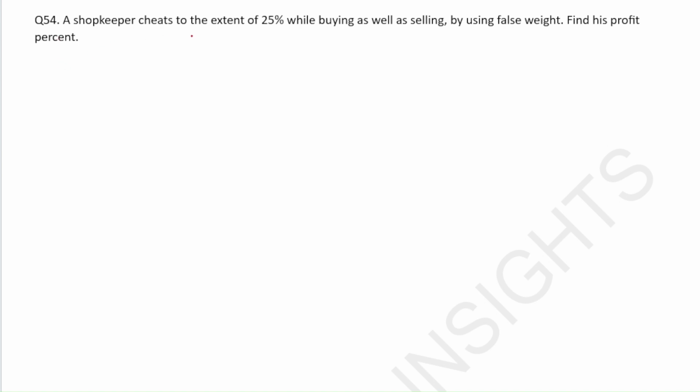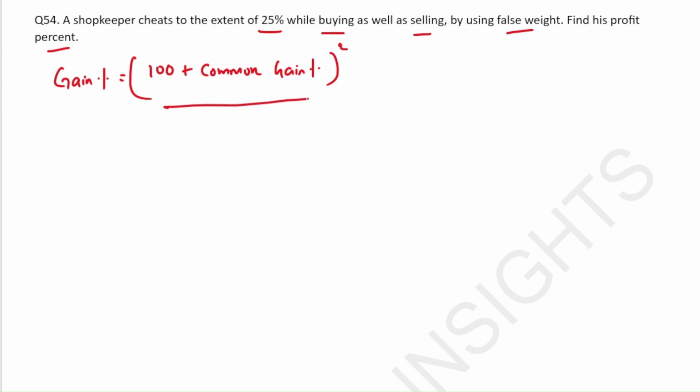A shopkeeper cheats to an extent of 25% while buying as well as selling by using false weight. Find his profit percent. So that means gain percent equals 100 plus common gain percent, whole square, divided by 100, minus 100. So in this question, the common gain is 25, right?